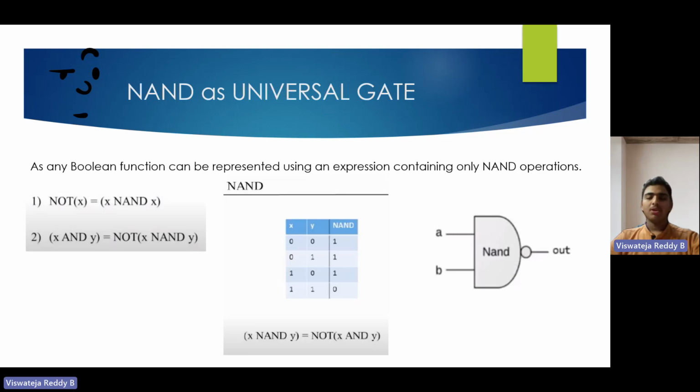Next is the diagrammatic representation of the NAND gate. We have two input symbols, A and B, and we get the output. Functional specification: if A and B are equal to 1, then output is equal to 0, else output is equal to 1.